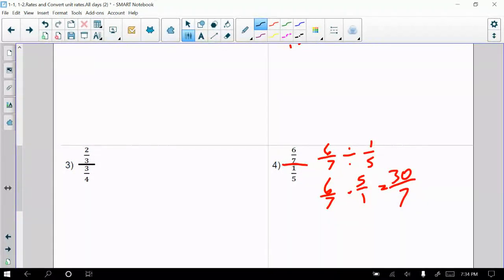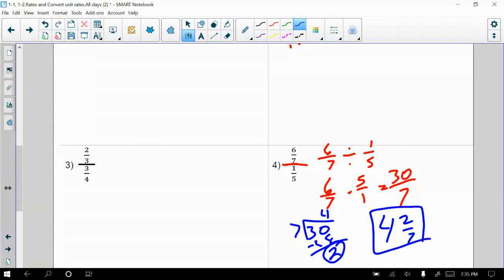30/7. All right, so how many times can this go? Let's do our computation now. 30 divided by 7. Well, not 5, but 4 times. Minus 28, that's 2. Whatever you get on top is your whole number. Whatever you have for remaining is your numerator, and our denominator stays the same. So there is our final answer, 4 2/7.